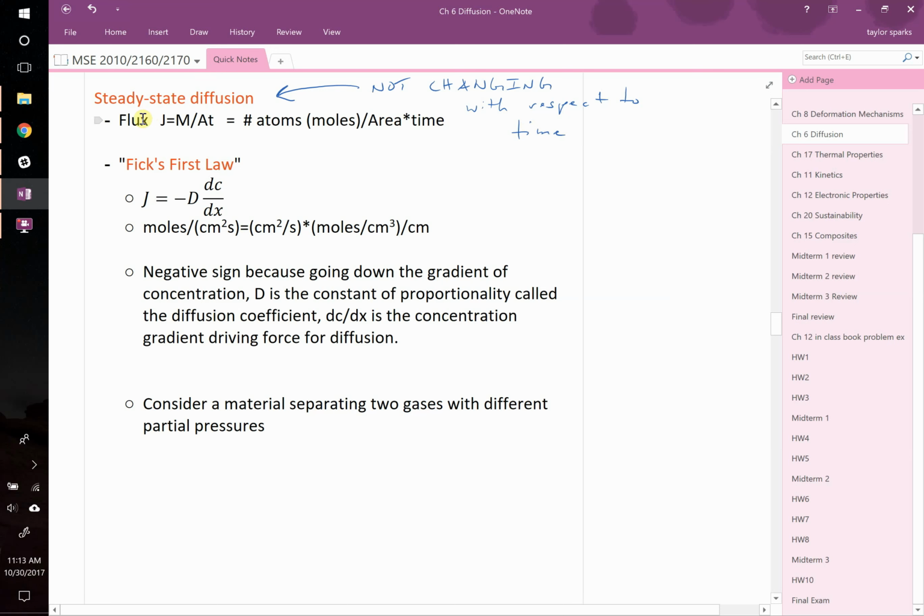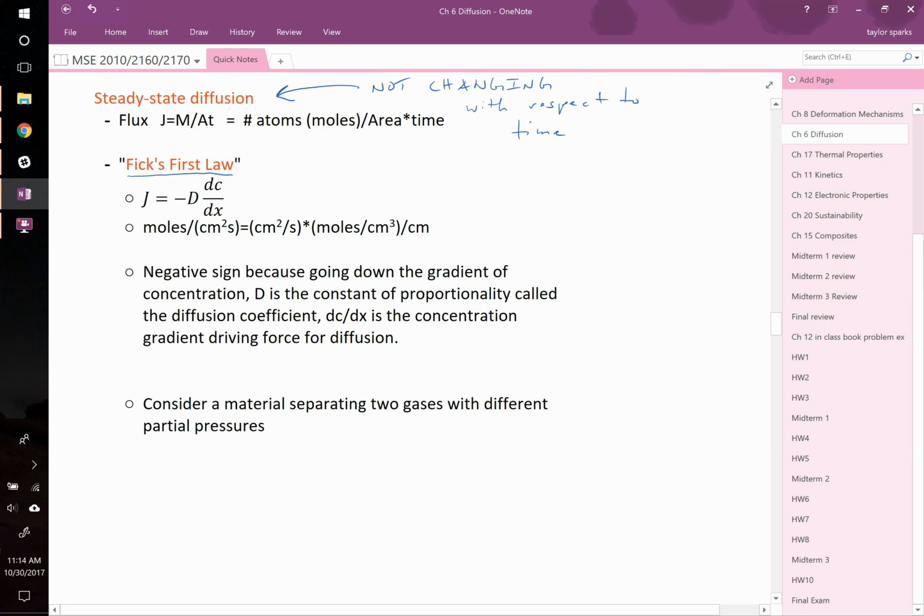Again, it's going to be a flux, which means it's going to be the number of something per area per time. The number that we're going to do, we're either going to do number of atoms, literally number of atoms, or you could just talk about it in terms of moles. Either is fine. Per area per time. And to talk about steady state diffusion, we introduce Fick's first law, right? Fick's first law is the following.